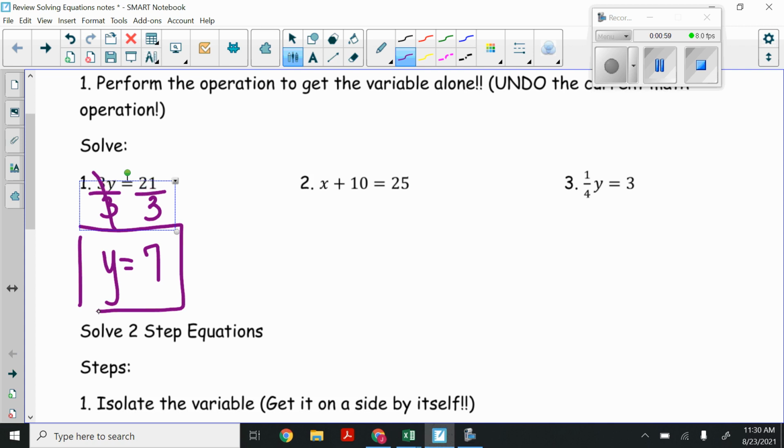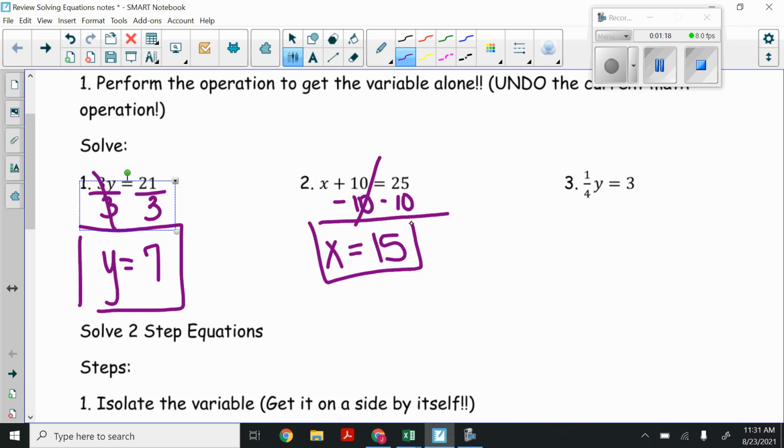Number 2, x plus 10 equals 25. So the opposite of addition is subtraction. So I need to subtract the 10. So subtract the 10 from both sides of my equal sign. So over here, my 10s cancel each other out, and I'm left with x equals 25 minus 10 is 15. So my answer, x equals 15.